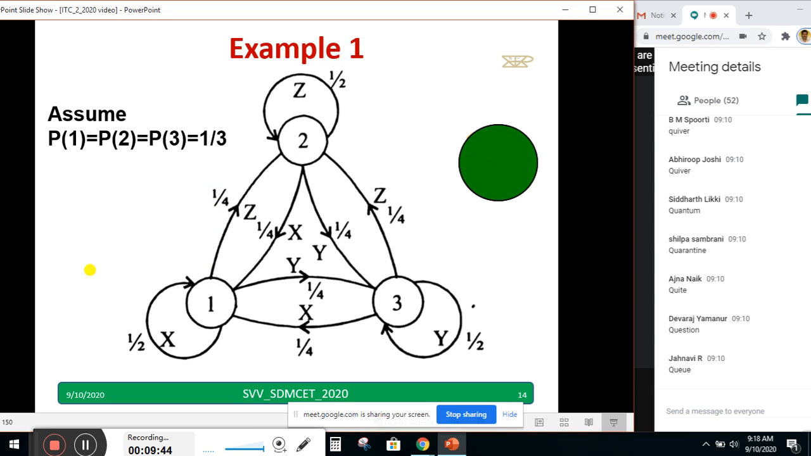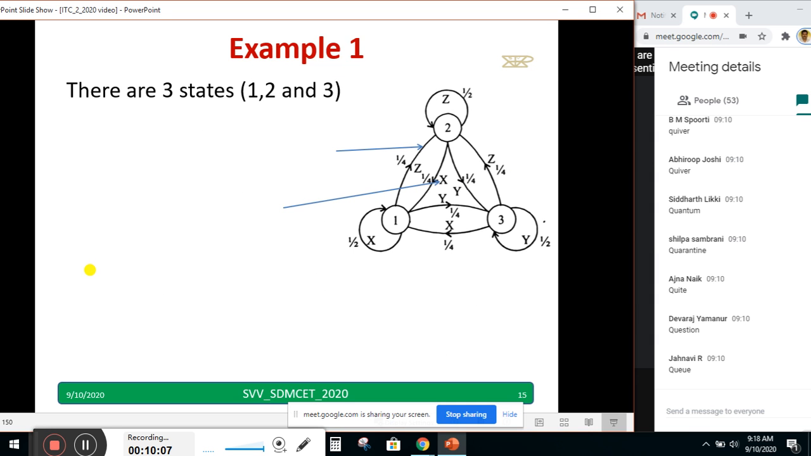Even in the exam, you have to note down the problem statement properly. If you change your probability, your answers will go wrong. Even if you change the direction, your answers will be wrong. Copy down the direction, probability, symbol emitted properly. Let us go to the next slide.